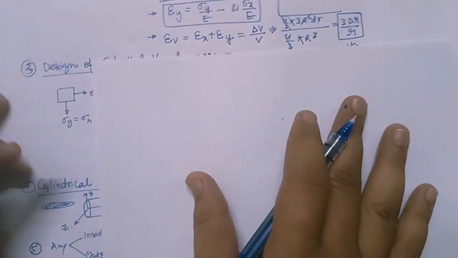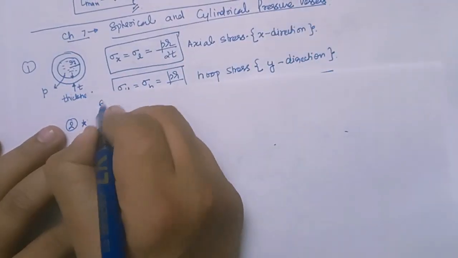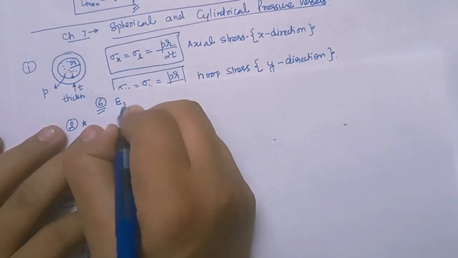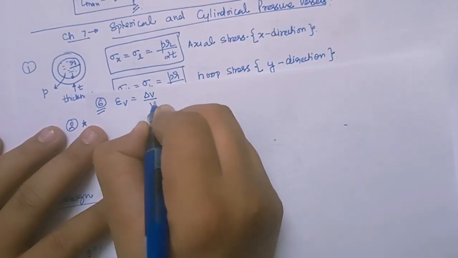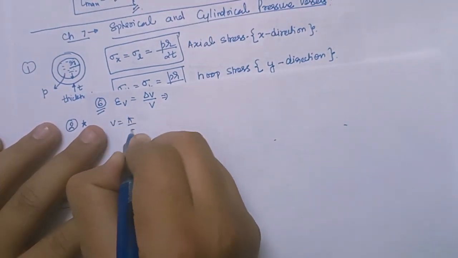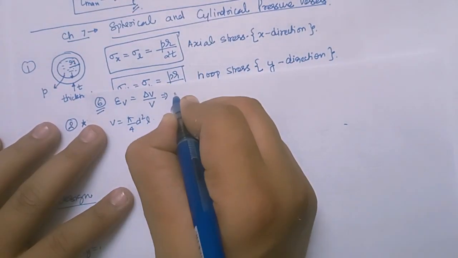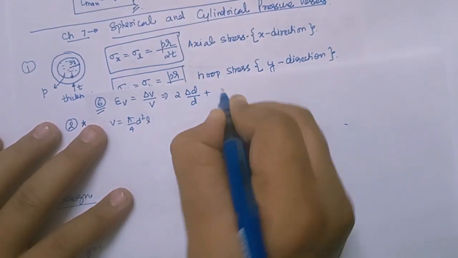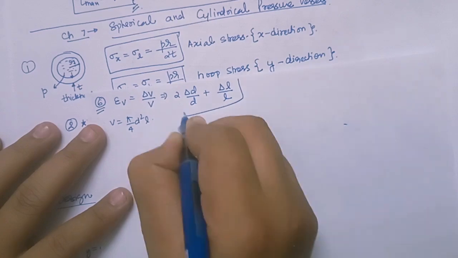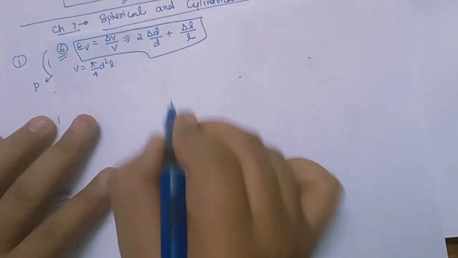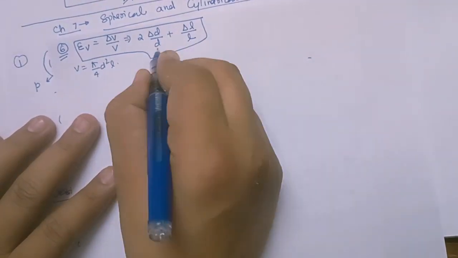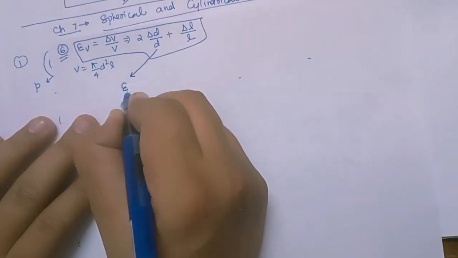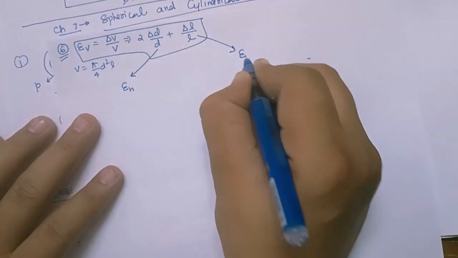See, now I can write it as point 6. If I want to calculate epsilon V, volumetric strain, then it will be delta V by V, and volume is pi by 4 d square L, and from this you can write simply, see this is very important, 2 delta D by D plus delta L by L. So this is the volumetric strain. Now I will calculate delta D by D and delta L by L. So this D, diametral, means it is hoop, and this longitudinal means it is epsilon x.